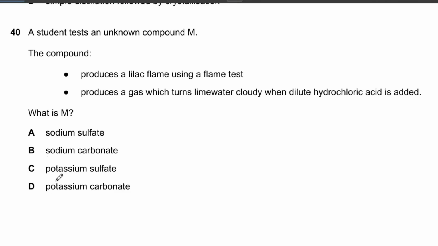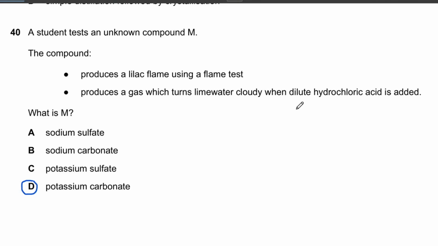and D. Now we are told that the flame is lilac in color, and the metal with that color of flame is potassium. So therefore our answer is D. Potassium produces a lilac flame using a flame test, and the carbonate produces a gas, which is carbon dioxide, which turns lime water cloudy when hydrochloric acid is added.